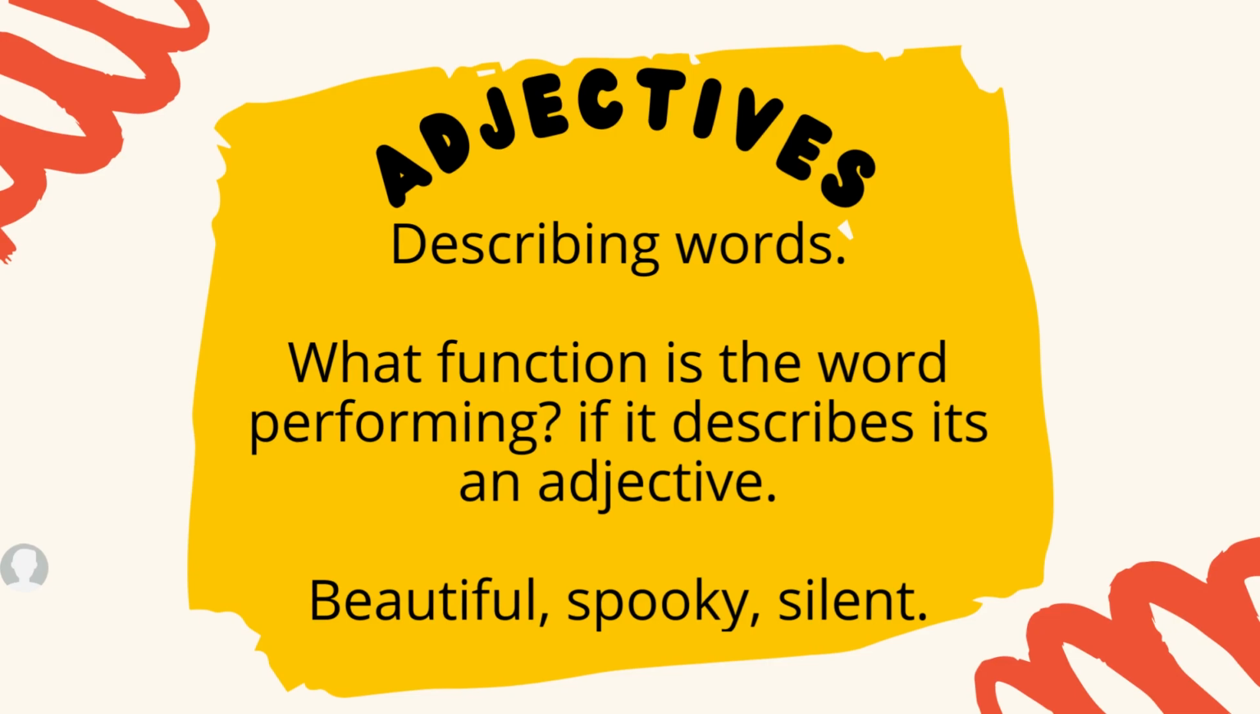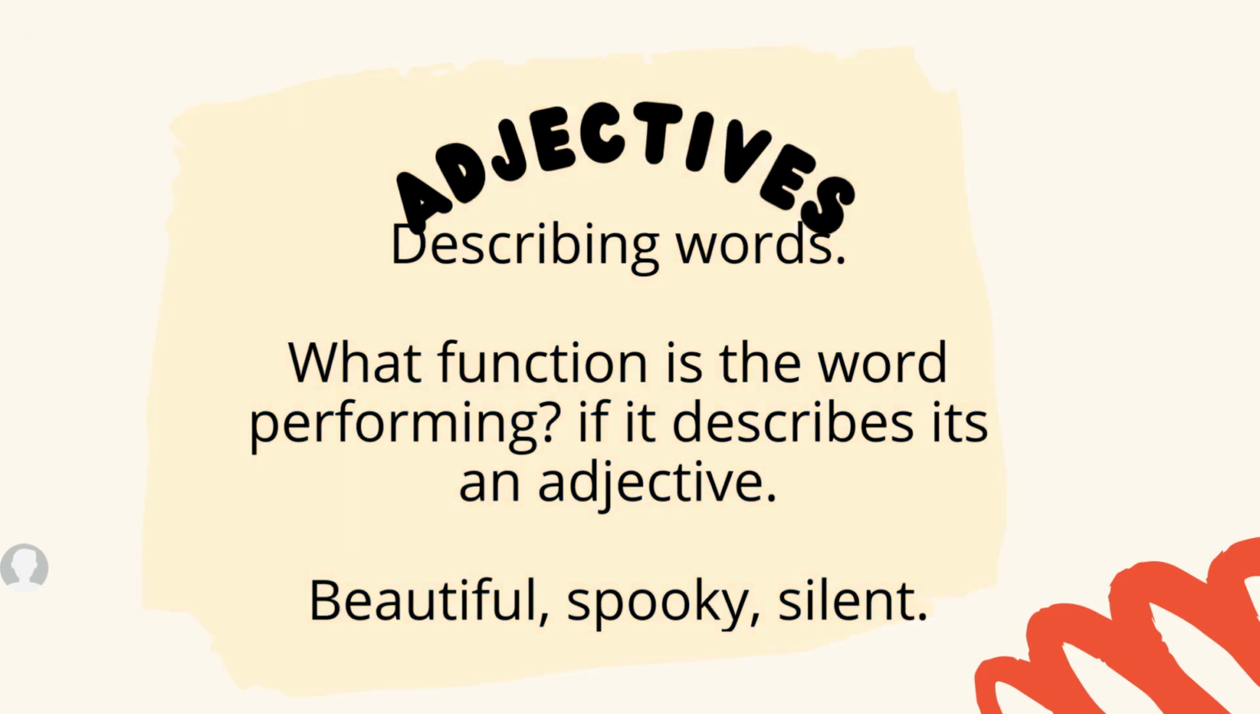Adjectives are describing words. If you're ever unsure of what kind of word class a word belongs to, try and have a think of what function the word is performing. In other words, what is that word doing? If it's describing, then it's an adjective. So such things like beautiful, spooky, silent, all of these are adjectives.